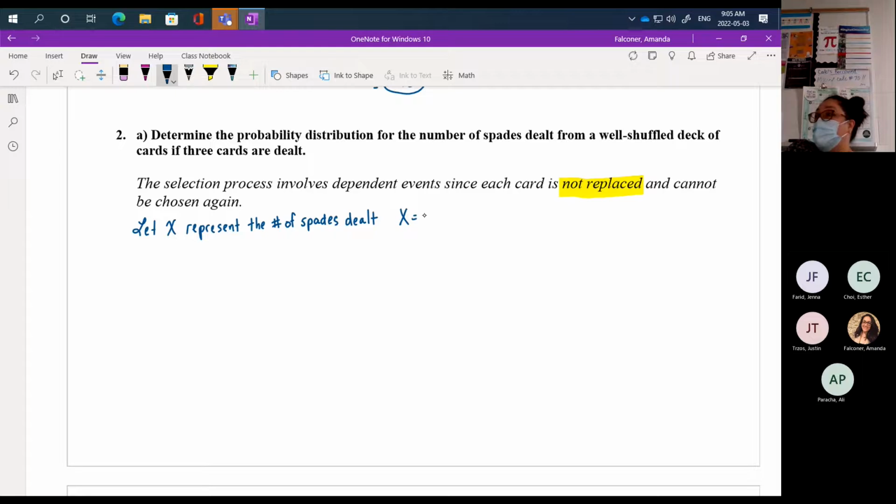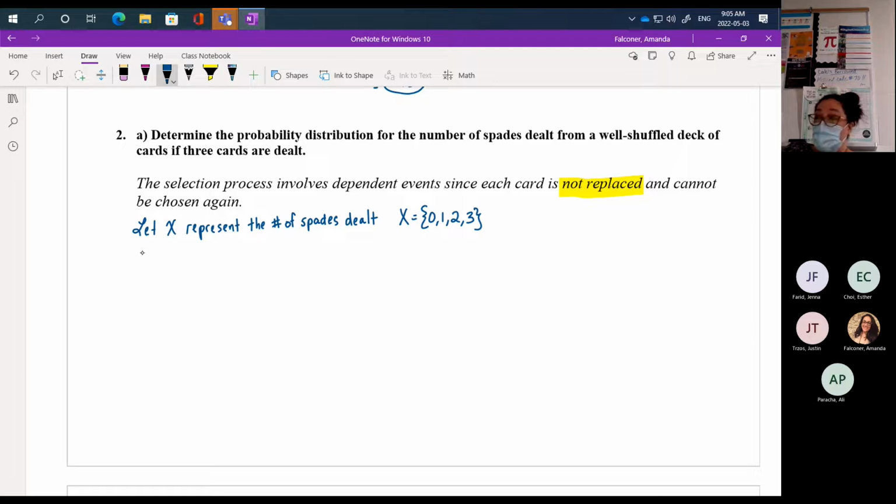If I look at the scenario where we've got a well-shuffled deck and 3 cards are dealt out, when those 3 cards are dealt out, could I get 0 spades? Yes. Could I get 1 spade? Yes. 2 spades? Yes. Could I get all 3 spades? Yes. Probably less likely. I'm going to stop there because only 3 cards are dealt out. I know there are 13 spades in the deck, but that's the scenario, right? They're very specific.